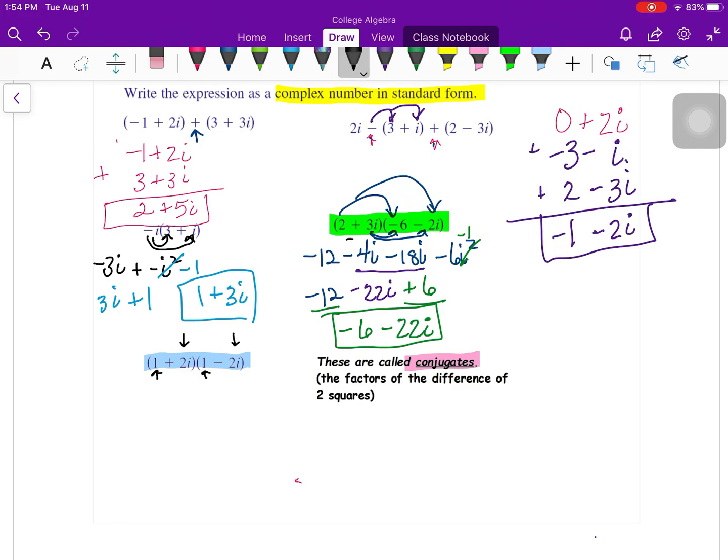So let's see what happens when you multiply conjugates. 1 times 1 would be 1. 1 times negative 2i would be negative 2i. Positive 2i times 1 would be positive 2i. Positive 2i times negative 2i would be negative 4i squared. So this gives us 1. Negative 2i plus 2i is 0. All i squareds get replaced with negative 1. Negative 4 times negative 1 is positive 4. So this gives me 5. So when I multiply two conjugates together, I get a real number.